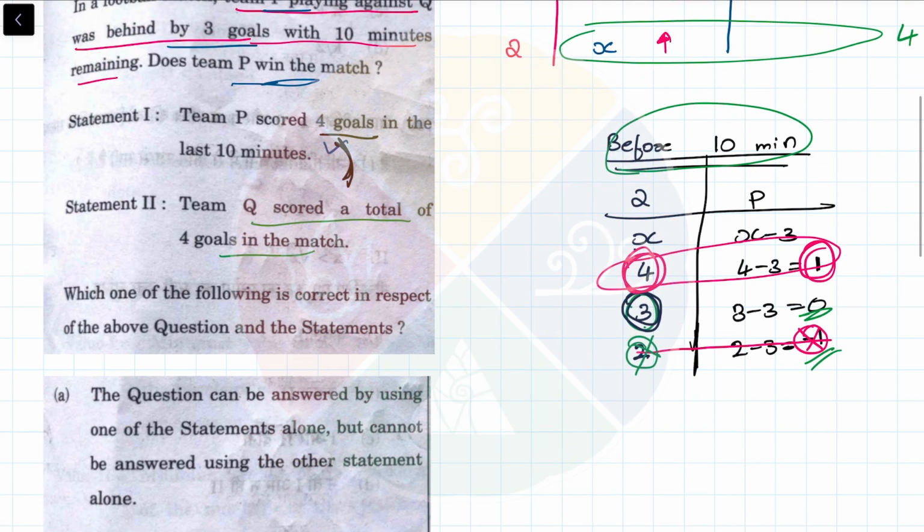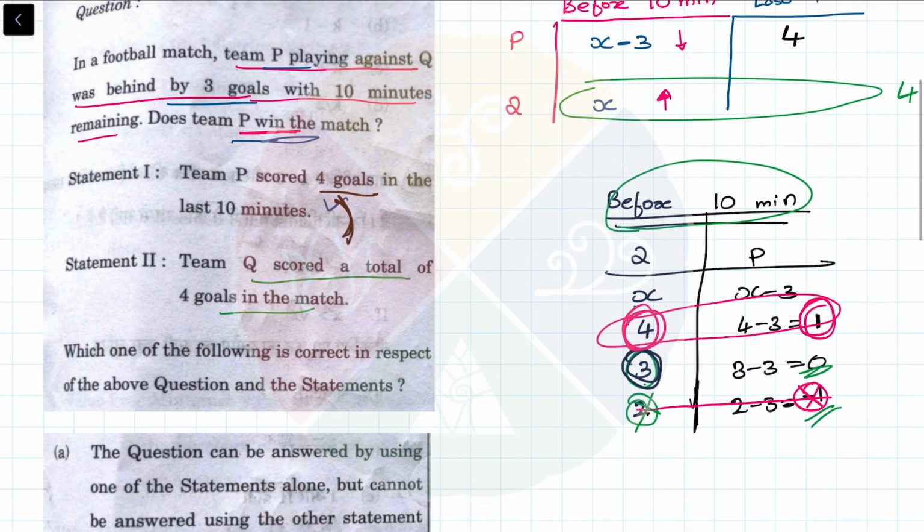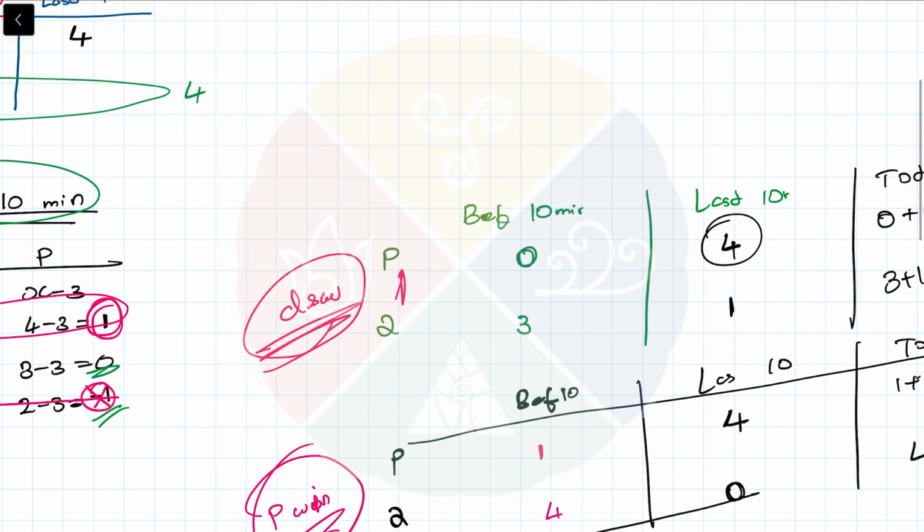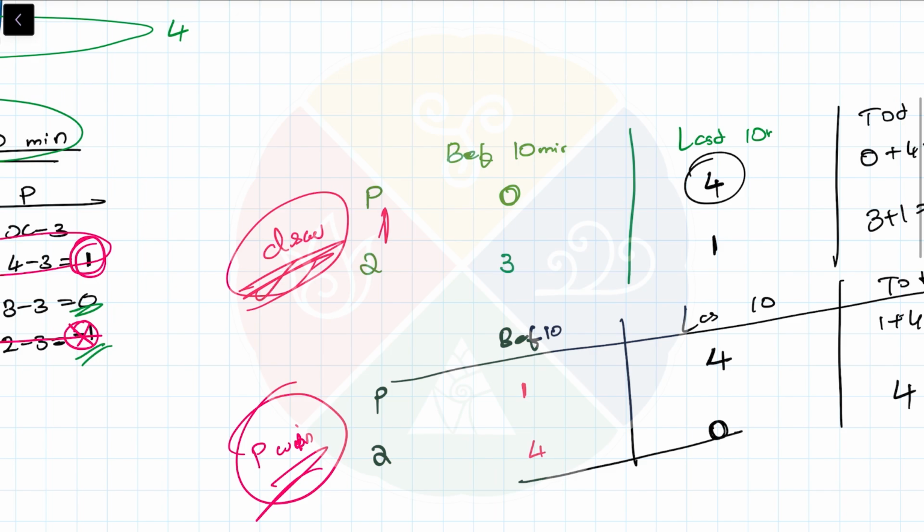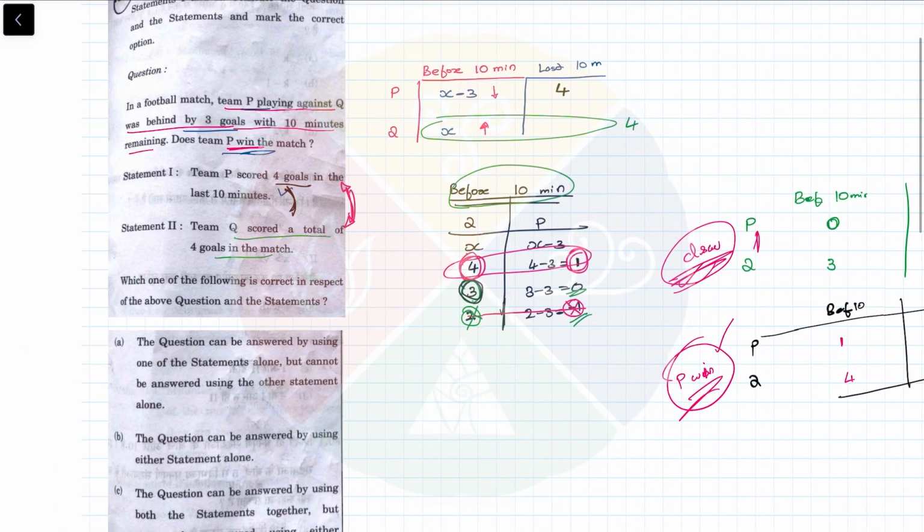So if the question was asking us, does P win the match? We actually don't know. Even by combining both the statements, we are still in an impasse. We are confused whether it is a draw or a win for P. So we cannot answer the problem. The question cannot be answered even by using both the statements. Answer option will become D.